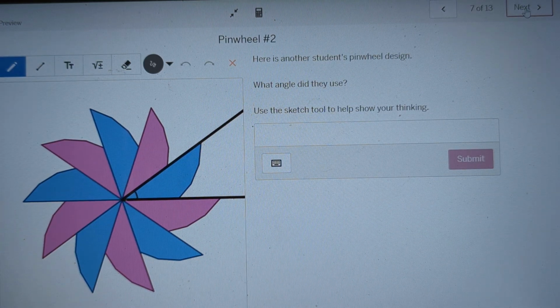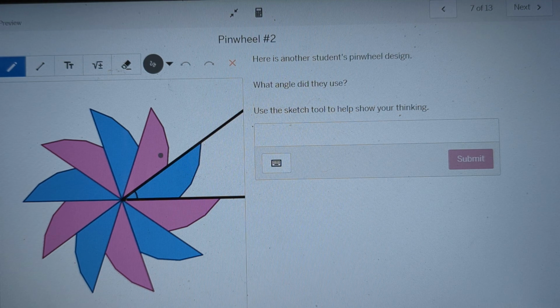Now, if you need to pause the video, please pause it or rewind it if you need to. Okay, so here's another student's pinwheel. What angle did they use? Well, we can easily figure out what angle they used by doing what? Right, divide by 360.